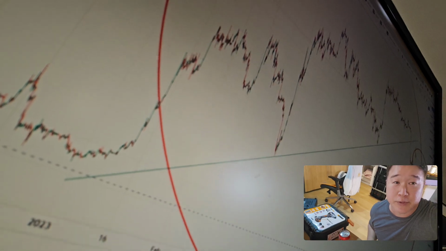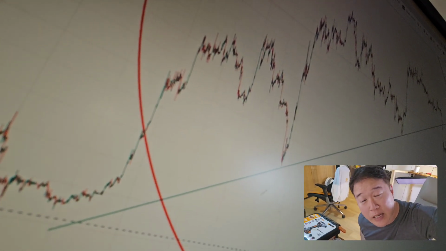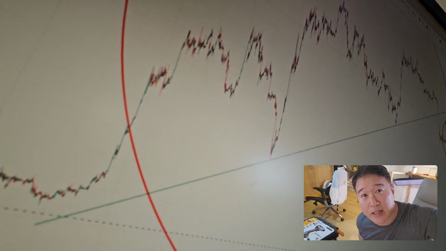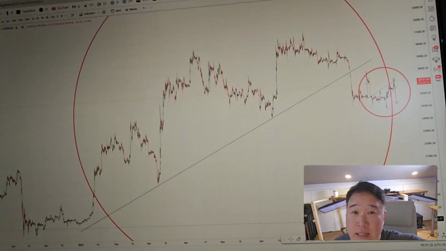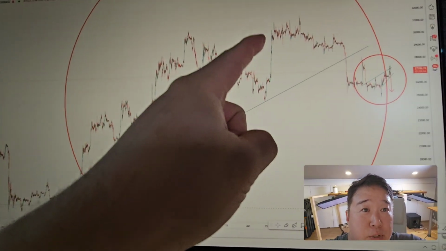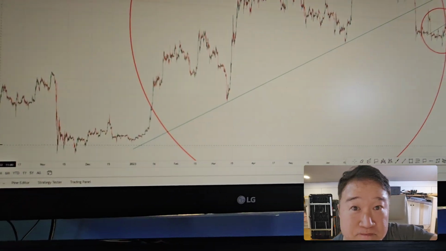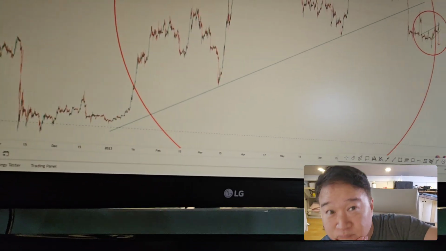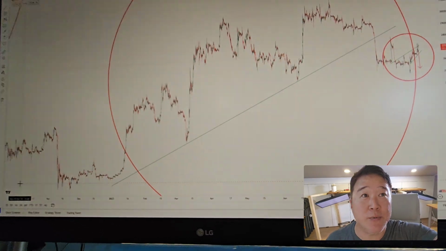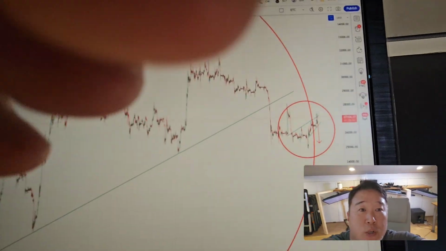Because we don't have 3 or 4 perfect points on this neckline, this is not a valid head and shoulders. So this doesn't have dump pressure. This has pressure going downwards here, pressure going downwards here, but no pressure going downwards here. So now my bias is totally wrong. I thought we were going to go down, but it looks like we're going to go up instead.